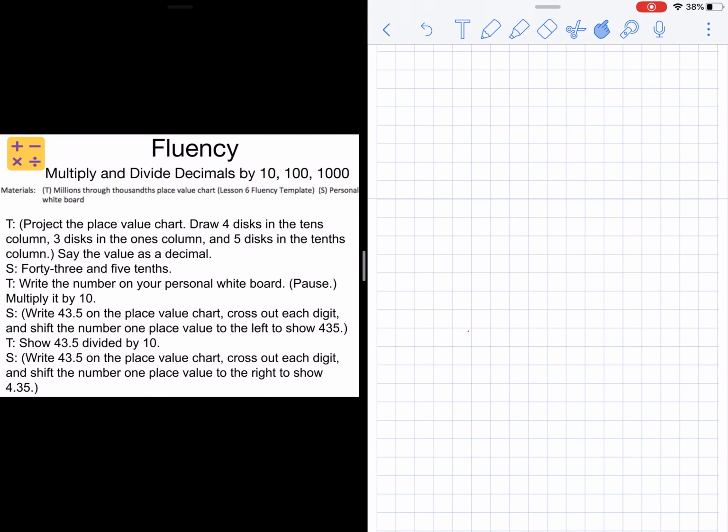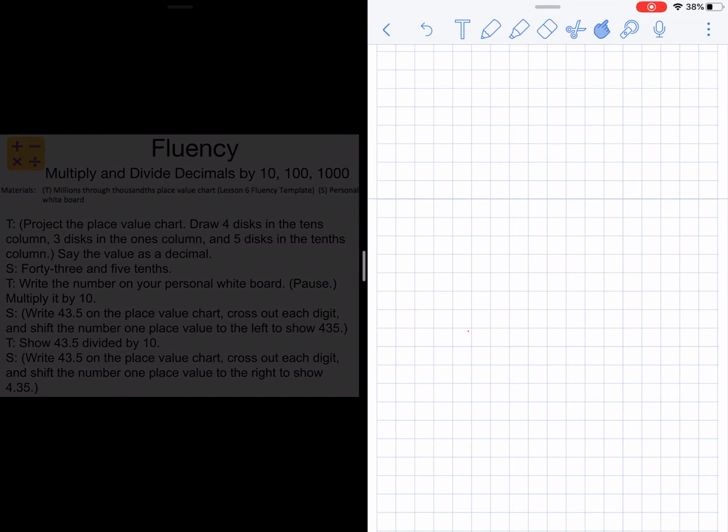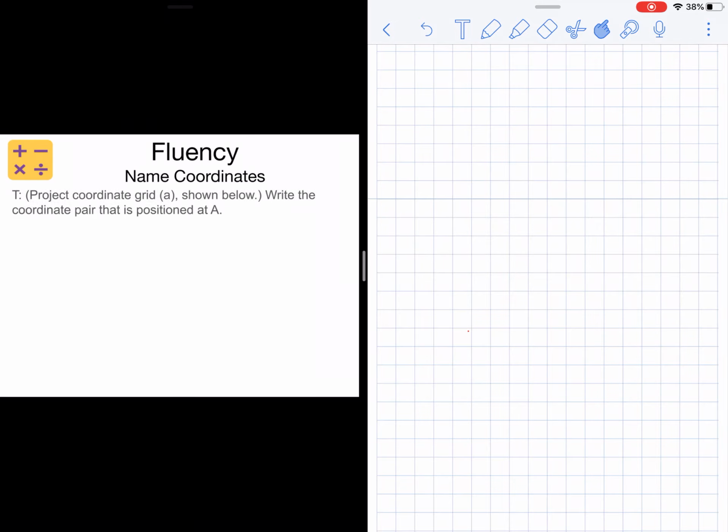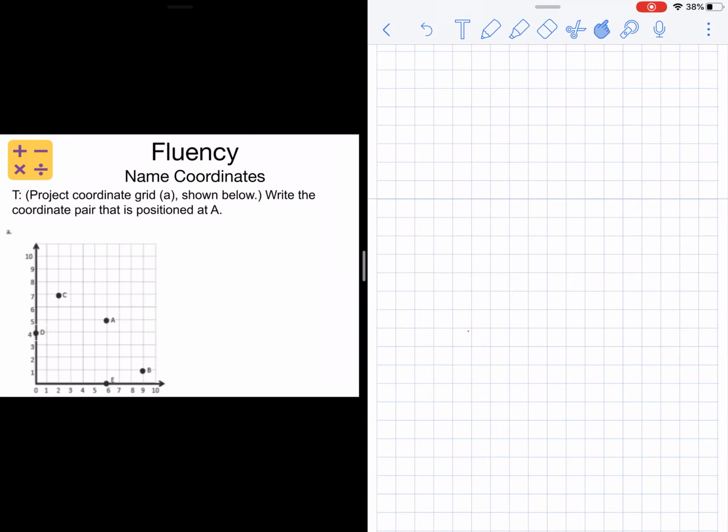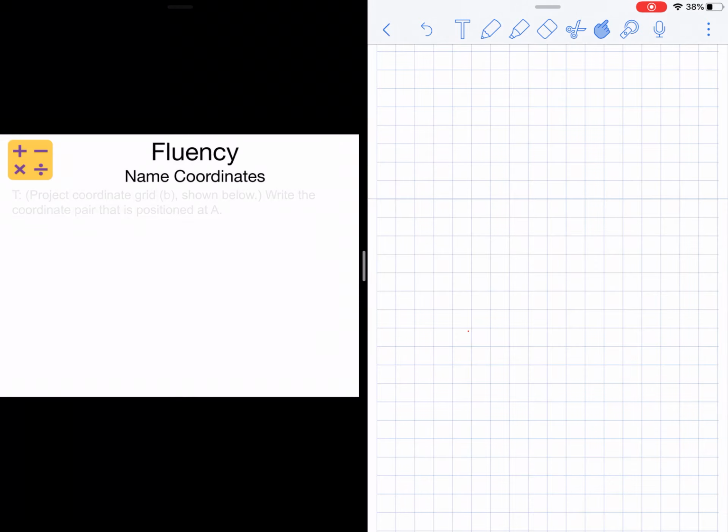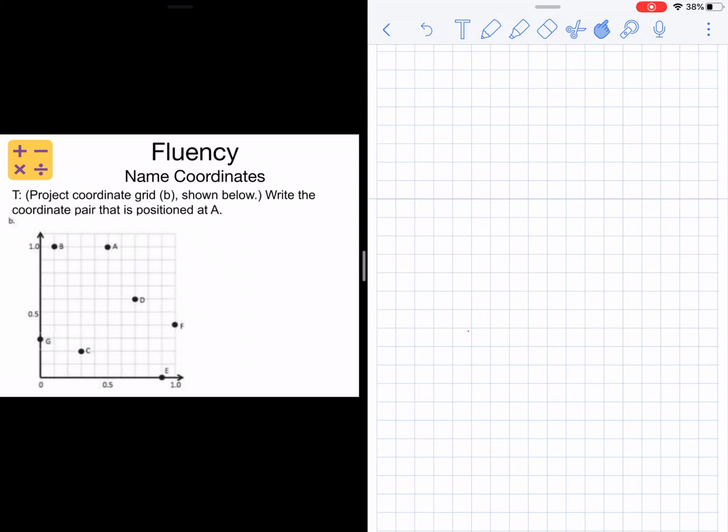So here's your fluency for today. If you would like to do this, you can pause the video, copy this down. It's all about multiplying and dividing decimals by 10, 100, and 1,000. You also have name coordinates, so you want to name the coordinates of A through E. Name coordinates again here, A through G.